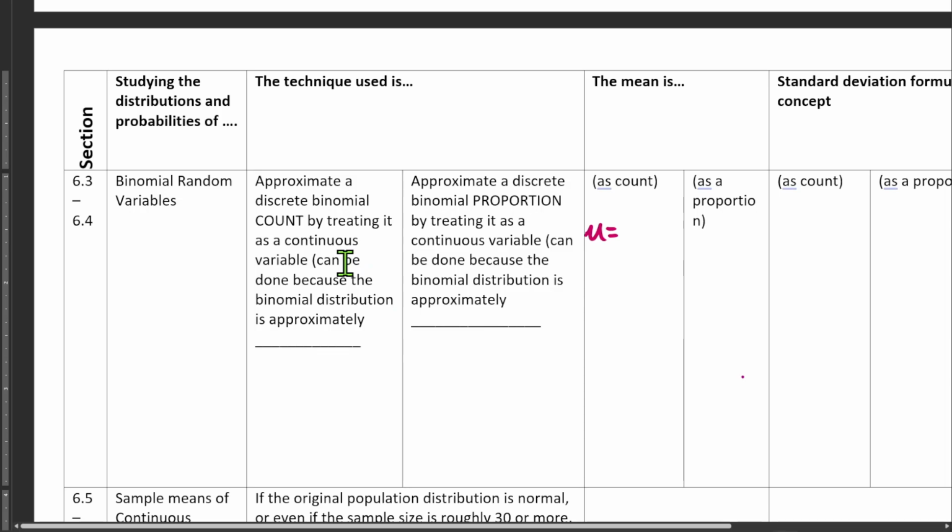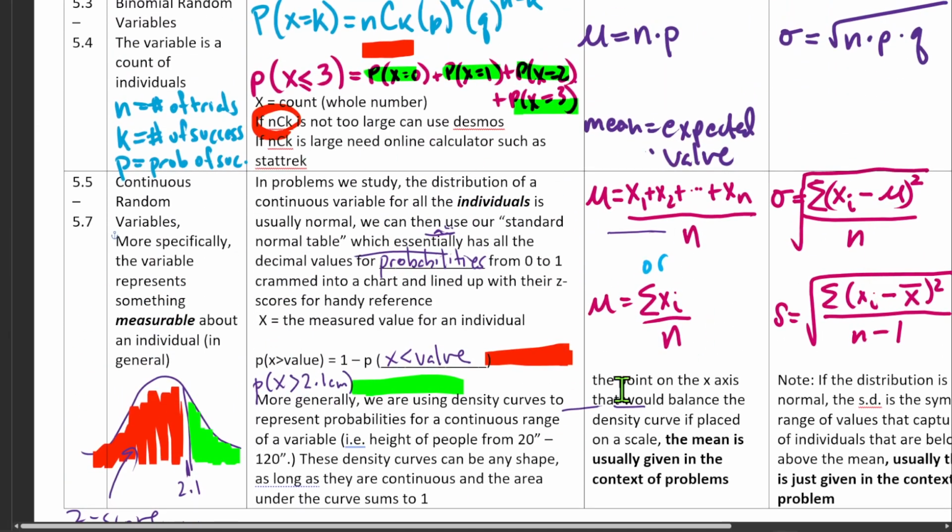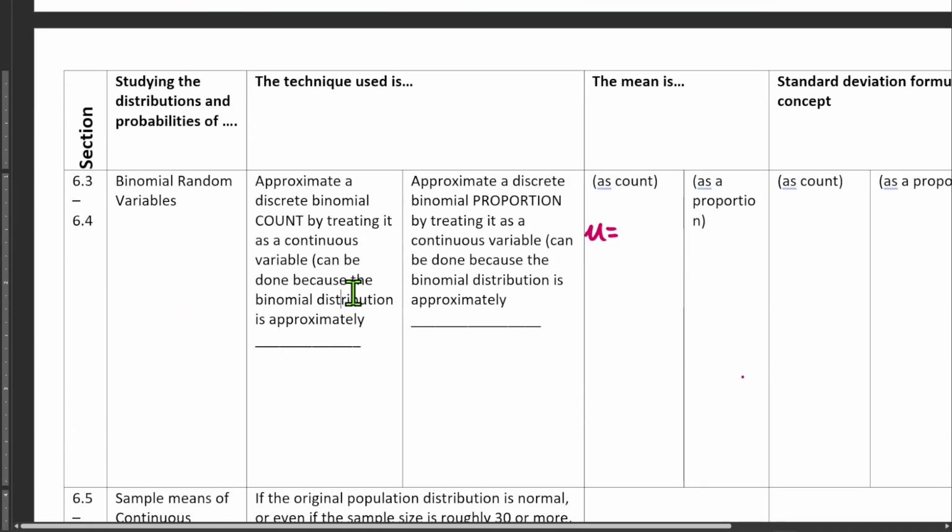Now, in Chapter 6, we're continuing and expanding on all the ideas from Chapter 5. Now, 6.1 and 6.2 was vocabulary. 6.3 is where you really learn a technique. And it's back to binomial random variables.